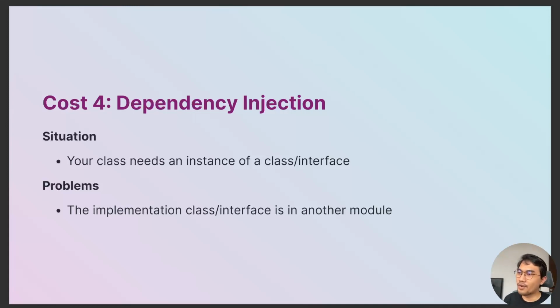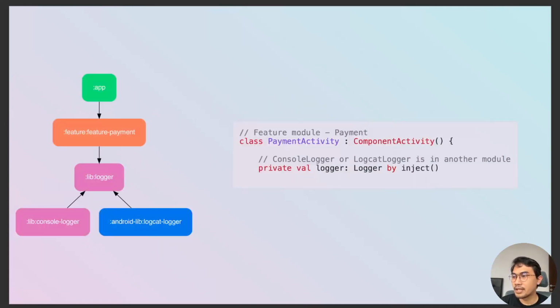Okay, cost number 4, dependency injection. This is yet another common scenario in a multi-module project, where you need an instance of a class or an interface, but the implementation of the class or interface is not in your module. To illustrate this problem, we have the payment activity that wants to get an instance of a logger. The implementation of logger, whether console logger or logcat logger, is not in the payment activity. Payment module only has dependency to the logger library. So how can payment activity get an instance of a logger?